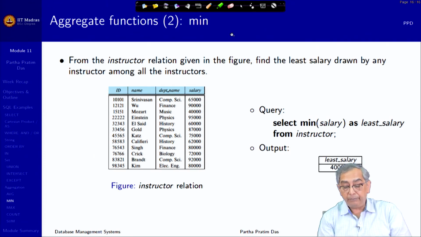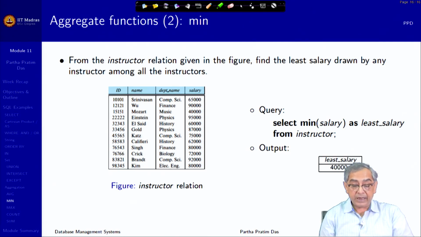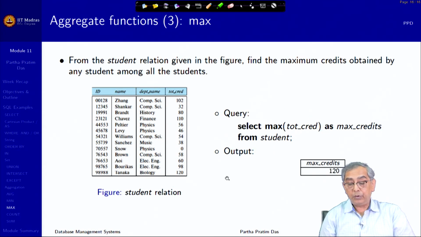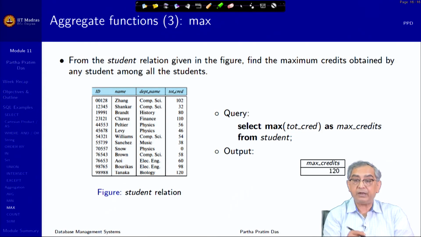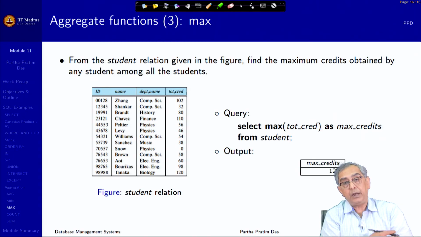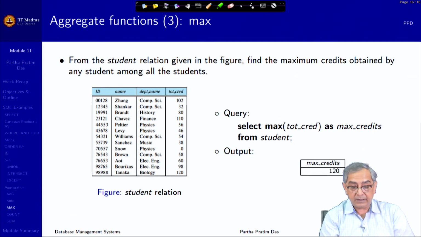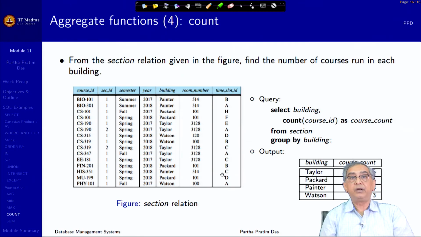Similarly, you can do minimum, which is very similar, finding the minimum salary. You can do maximum, finding the maximum credit. Just work this out with the given table instance and convince yourself that they work properly. And finally, you have count, which counts the number of instances, number of rows basically.